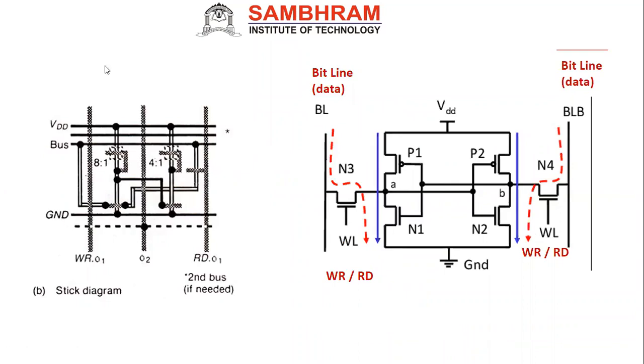Now here is the corresponding stick diagram, but before seeing that stick diagram, you see that this is what I said, right? Two inverters connected back to back form the memory cell. This is the memory cell. Two inverters are connected back to back. This is the previous diagram only, we just read it wrong. You think in that way only.